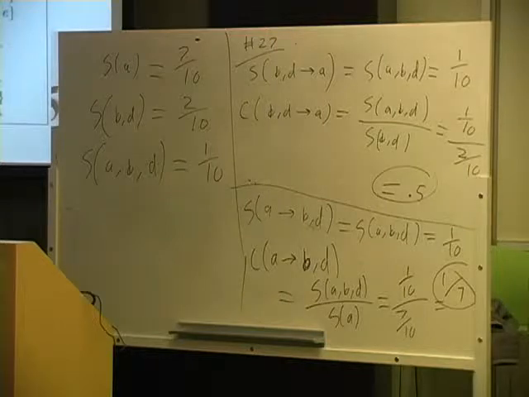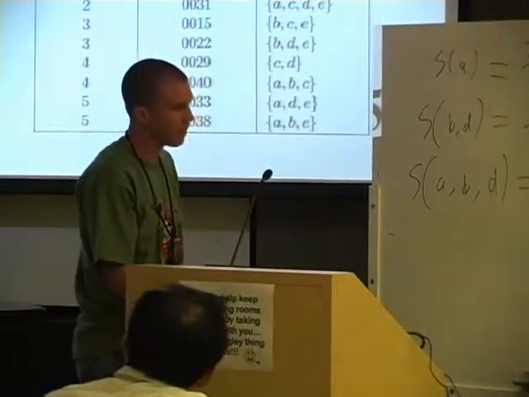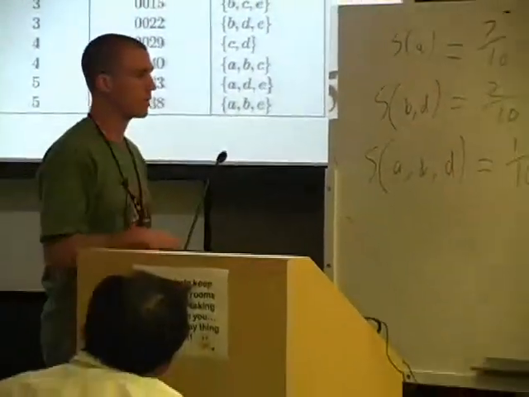And actually, I shouldn't say people, right? Because we're doing it at the transaction level, not at the person level. So I should say, of all the transactions that bought A, 1 out of 7 of those also bought B and D. That's what this 1 out of 7 means for the confidence.